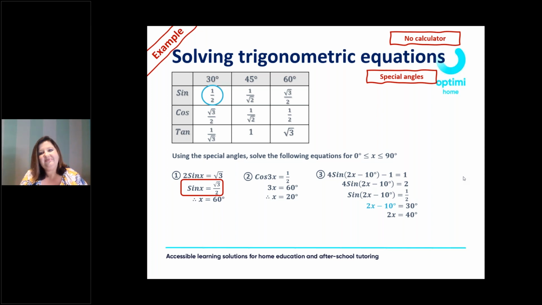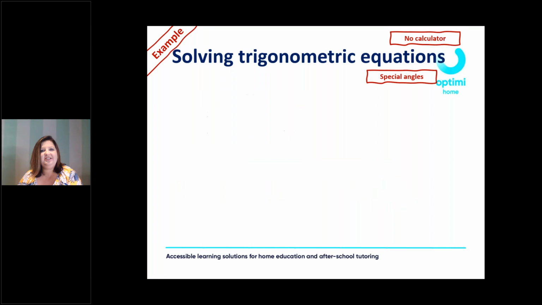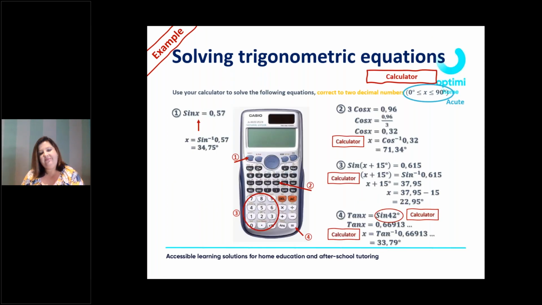I just wanted to find out, in solving trigonometric equations, in example 4, with the special angles or the normal ones? The normal angles. Okay, let's go back to that page. In example 4, for sin 42 degrees, we took 5 decimal places. So is it always 5 decimal places?